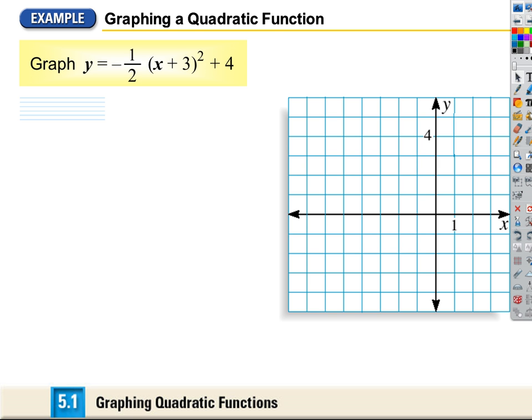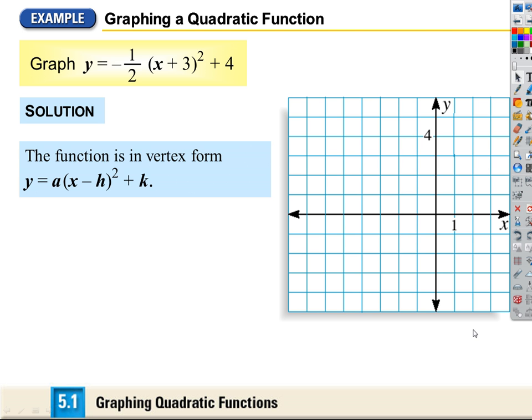Okay, negative 3, not positive 3, right? Notice that in the vertex form, H is the number being subtracted from X. So we know that the sign of H is always going to be opposite of whatever that operation is, because it's being subtracted. So H is negative 3. What's K? 4. Okay, so the vertex then is going to be located at negative 3, positive 4, right?